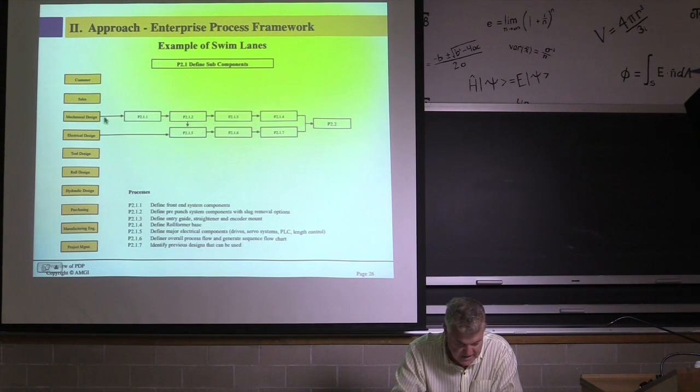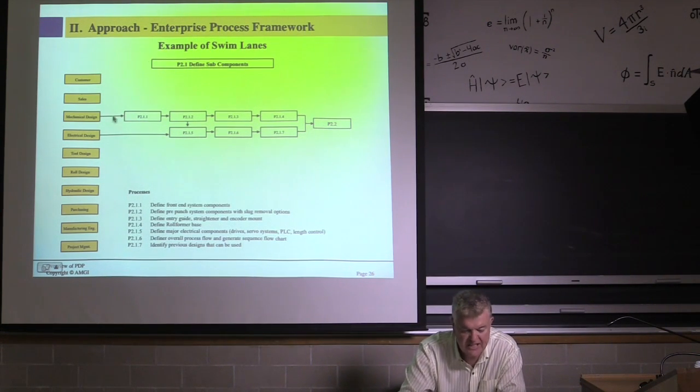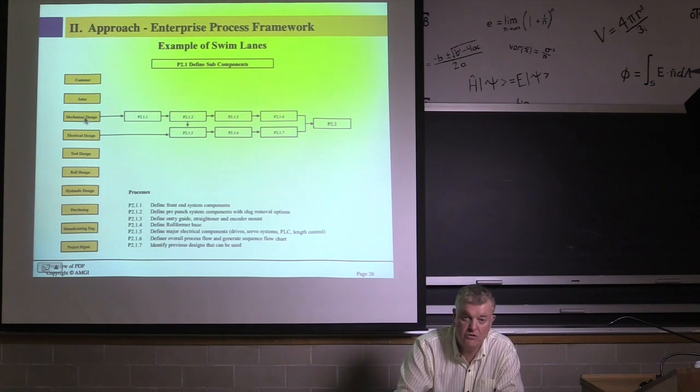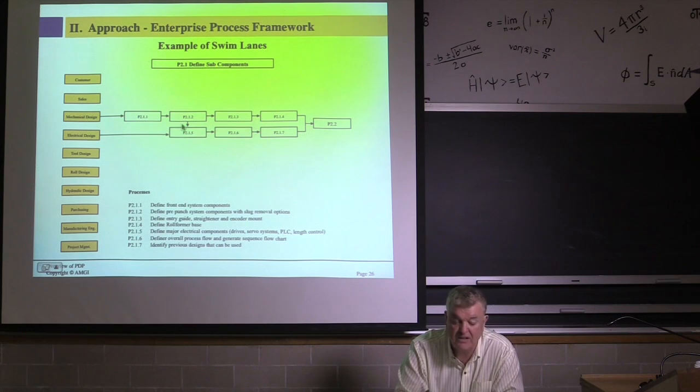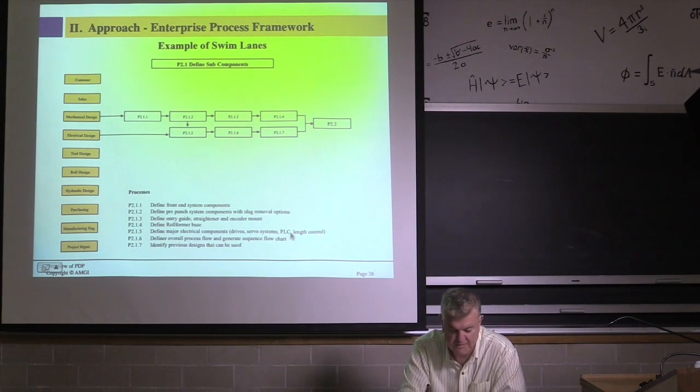That's P2.1.3. That's here, in the mechanical design group. So essentially P2.1 is basically contained within these two functions, mechanical and electrical design. It is a multidisciplined approach. You notice P2.1.2, which is defining the pre-punch system, and P2.1.5, define the major electrical, the drives, the servo system.